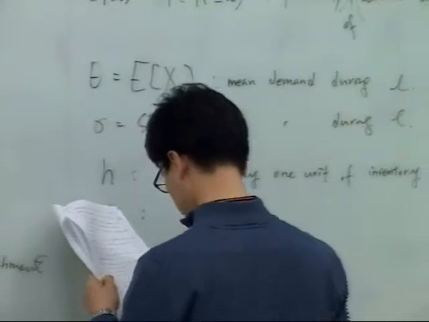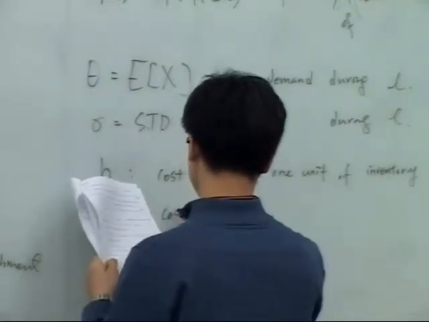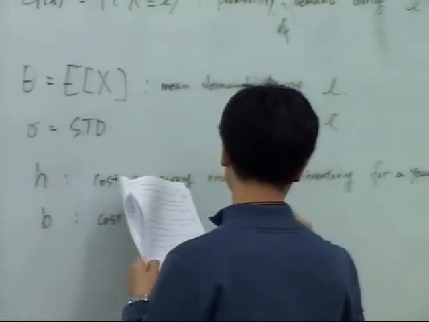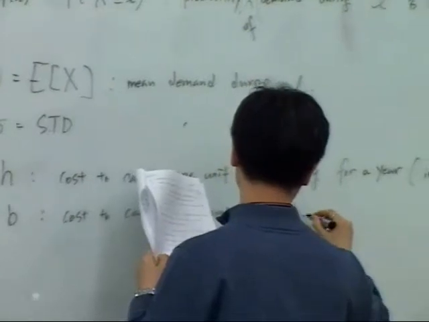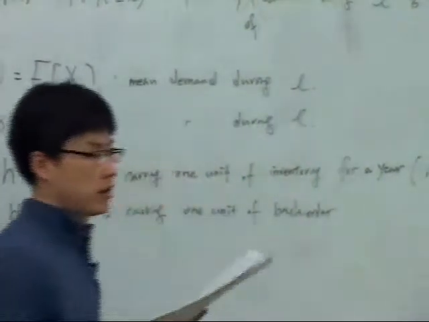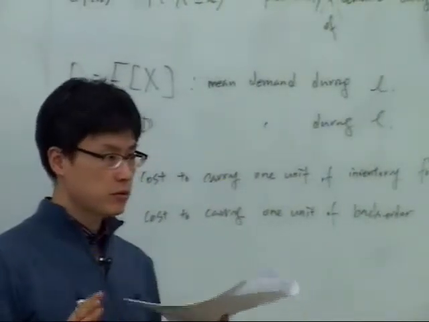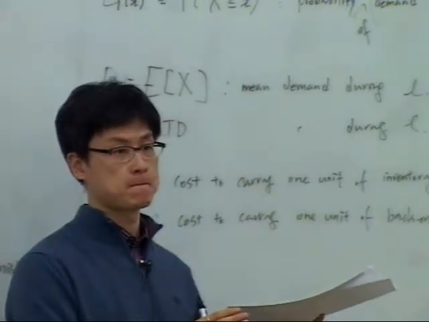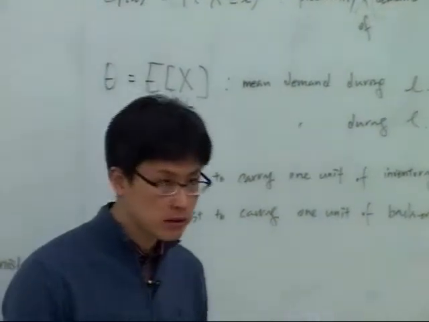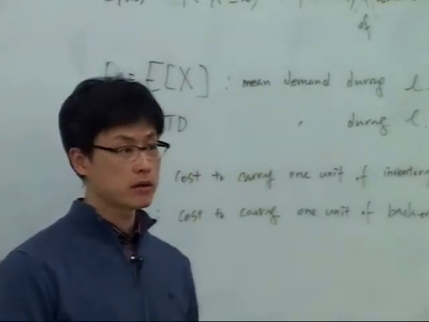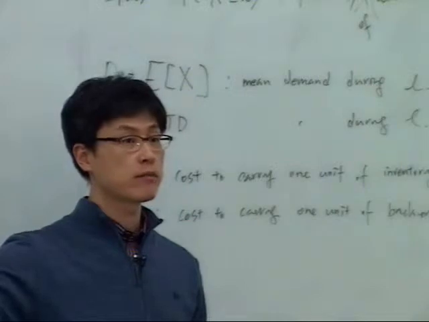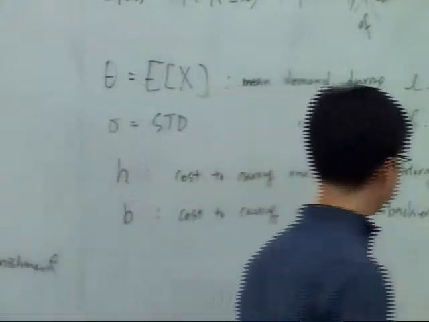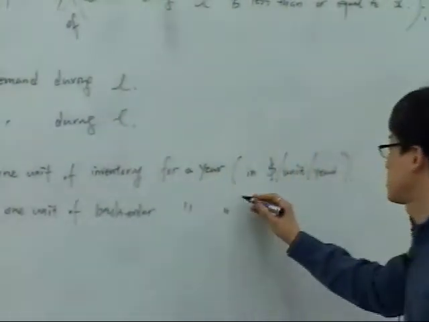B is the cost to carry 1 unit of back order. Inventory, you guys have to be very careful about this inventory and back order. Inventory is the things I currently have in my stock, but back order is some kind of future inventory. I ordered it and it will soon arrive, right? For a year, same unit.